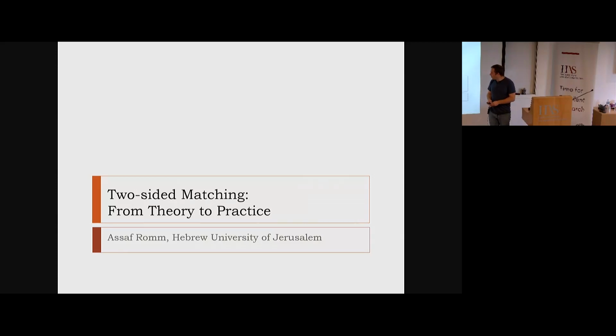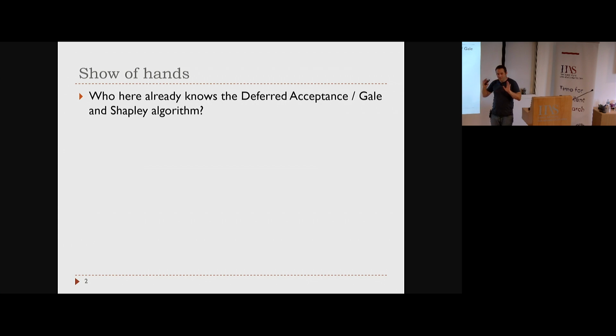Today we'll start with two-sided matching. And two-sided matching is a problematic topic because a lot of people heard about it and a lot of people didn't. So I want to start with a show of hands: how many people are already familiar with the deferred acceptance / Gale-Shapley algorithm?